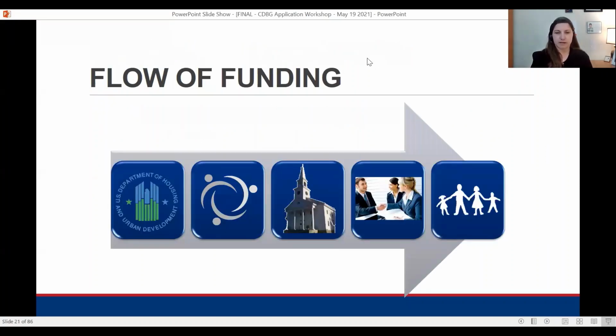This slide just shows an overview of the flow of funding. So basically, the money comes at the federal level from HUD, and then it comes to us at CDFA, and then CDFA makes grants to municipalities or counties. Then some projects have subrecipients, which are often nonprofit organizations. And then lastly is the beneficiaries, which are low to moderate income individuals who are the ones that benefit from the projects.